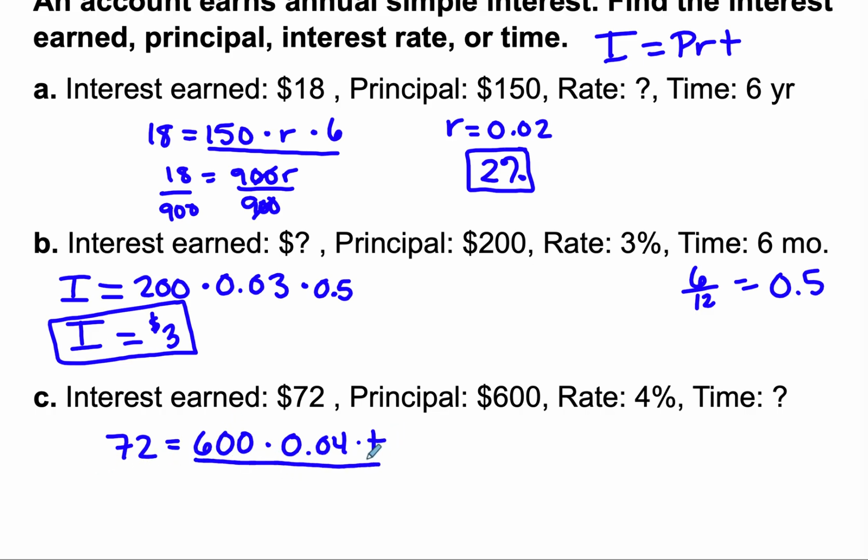We start by multiplying together the things that are on the same side of the equal sign. 600 times 4/100 is going to equal 24. So I have 72 equals 24t. Then I'm going to divide both sides by 24. And I get t equals 3. And remember, time is always years.